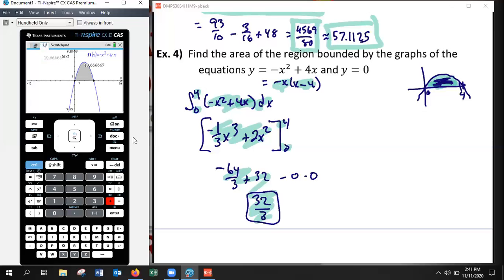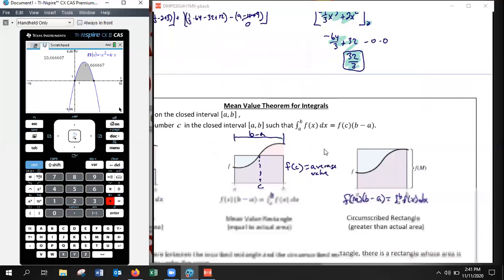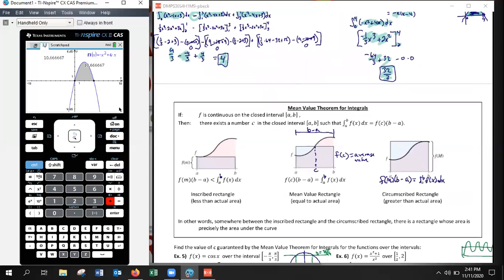So let's go ahead and move on to the next ideas. The next idea that we have here is something called the mean value theorem for integrals. And when it comes to the mean value theorem for integrals, what I'd like to start with is, well, what was the mean value theorem for derivatives?